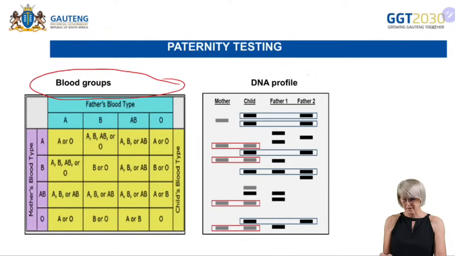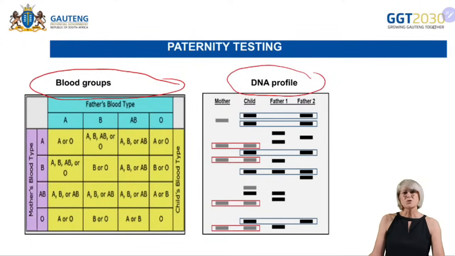The second method we use is what you saw earlier, called DNA profiling. There we usually have to analyze both the mother and the prospective father, or however many prospective fathers there are. We analyze their DNA as well as the child's DNA. Then we have a look at the profile, which is a pattern of bars.